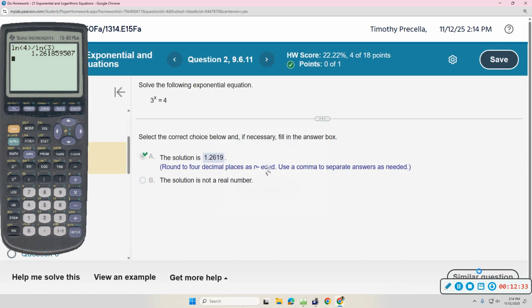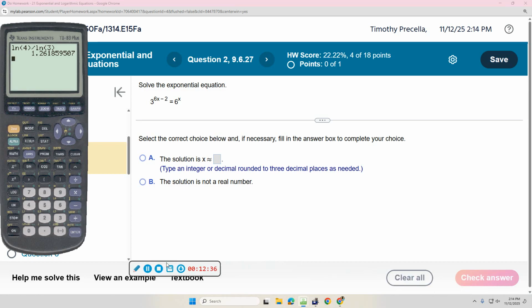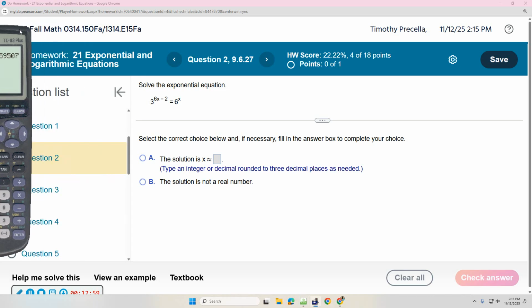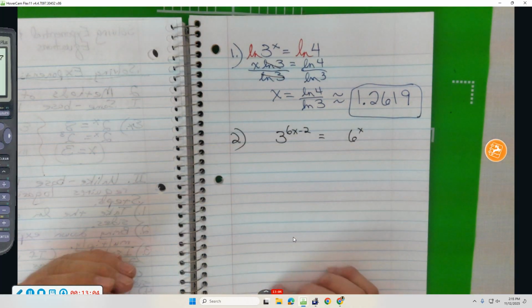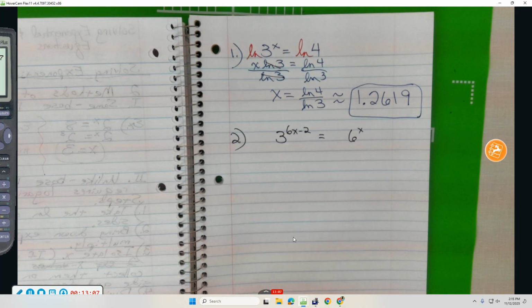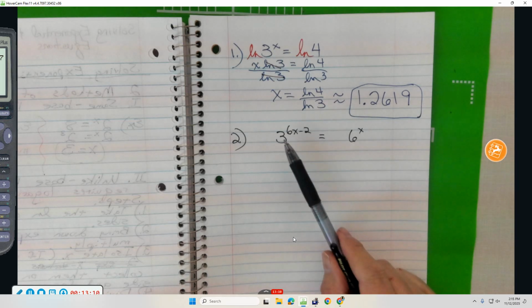Okay, number 2, I imagine it's going to be a little messier. For a moment, you may look at that and think, oh, we can get a common base. But can we? That's 3 to the 6x minus 2 is equal to 6 to the x. Common mistake: 3 is the smaller base, so we'll use 3.